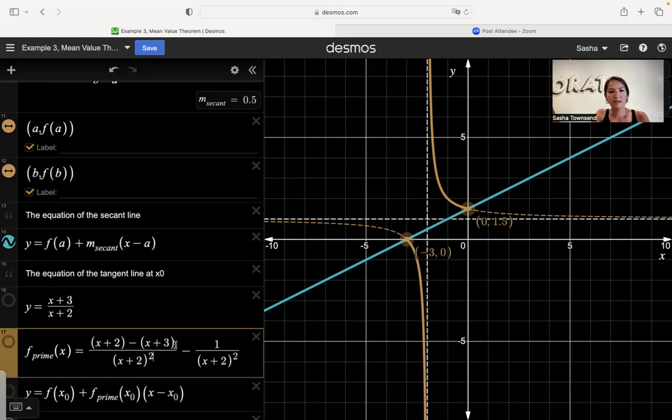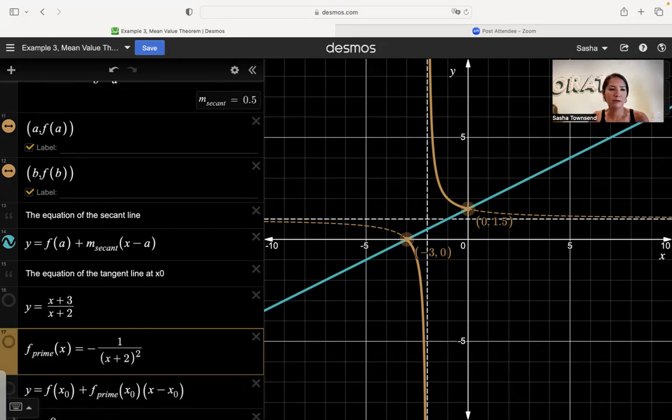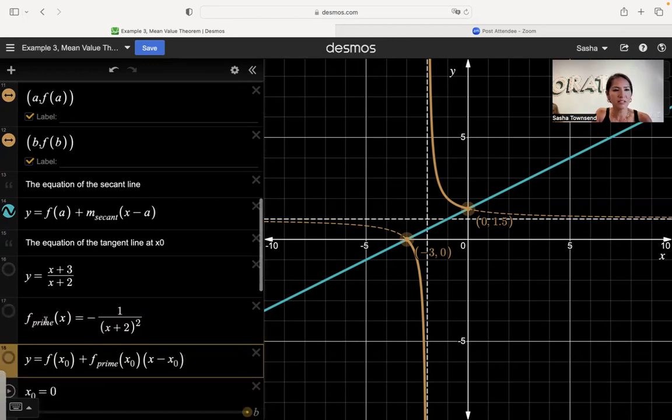And if you distribute that negative through the second set of parentheses and then collect like terms, the x is reduced, and then you just have a 2 minus 3, which is a -1. And so we get this. And the denominator doesn't simplify. So we do that calculation. Usually I would do it on paper, but we just typed it instead. So that's our derivative.